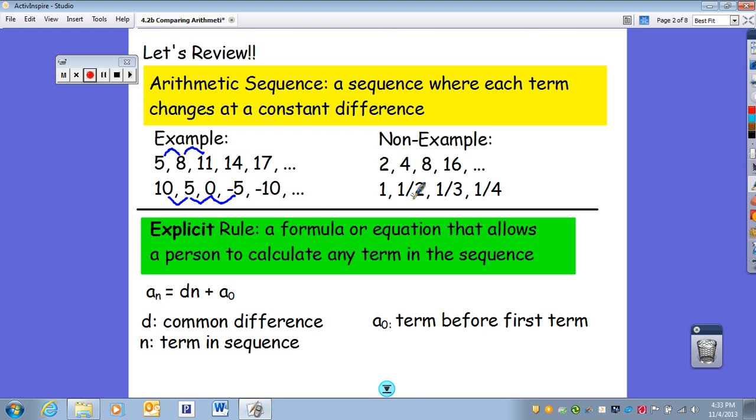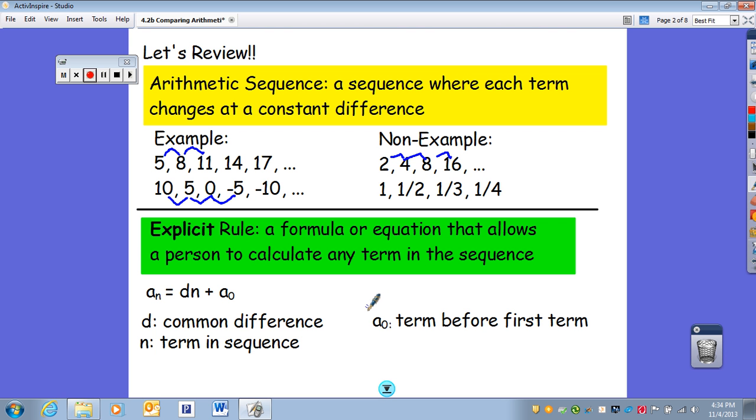Over here on the right, we have some examples of sequences or patterns that are not arithmetic sequences. For example, when we take a look at this, we're actually multiplying by 2 each time, so that is not an arithmetic sequence. So let's review the definition of the explicit rule.